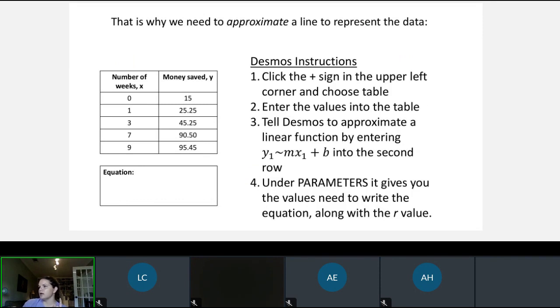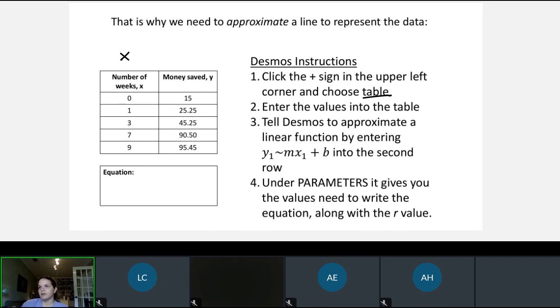Okay, if you are wanting to use Desmos, I can give you real quick the Desmos website. If you've never used it, but you just want to try it out, I'm going to go ahead and put that in the chat. You can go ahead and try it out. Follow along. In the top left corner, there is a plus sign, and you're going to hit that plus sign and enter in a table.